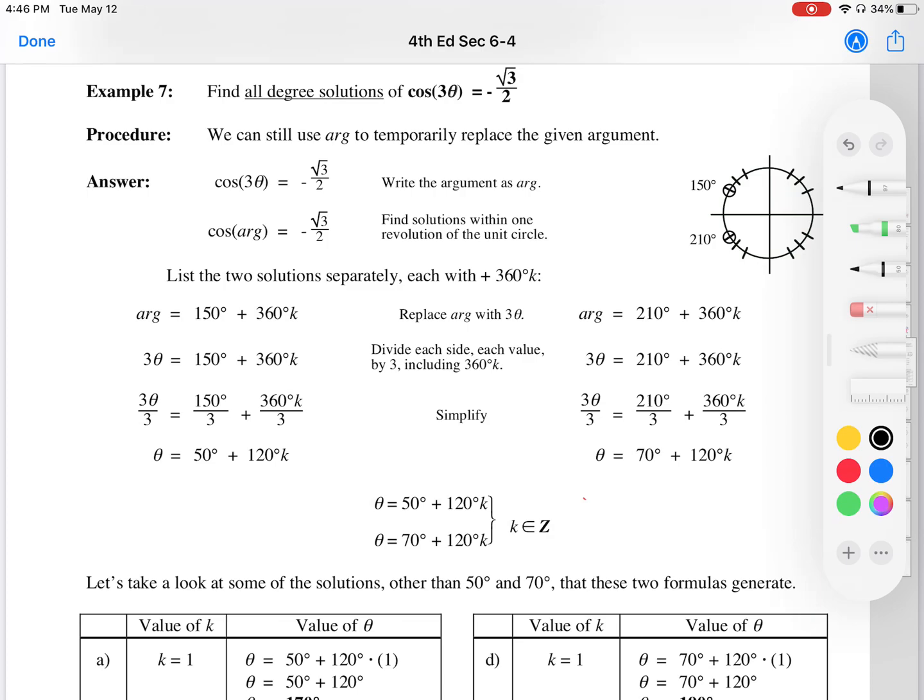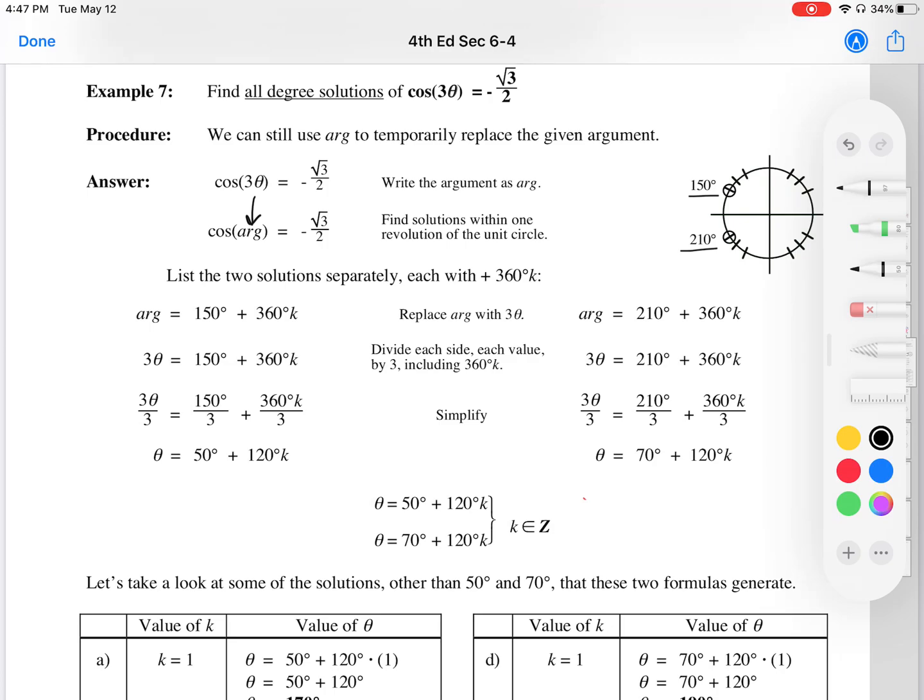Example 7. Find all degree solutions of cosine 3 theta equal to square root 3 over 2, negative square root 3 over 2. All right, so we want to replace 3 theta with arg. And then we think, when is cosine negative square root 3 over 2? And it kind of helps us out. We have the answer here. We have 150 and 210. Okay, but that's our answer with arg.